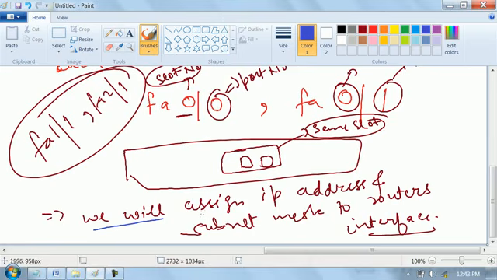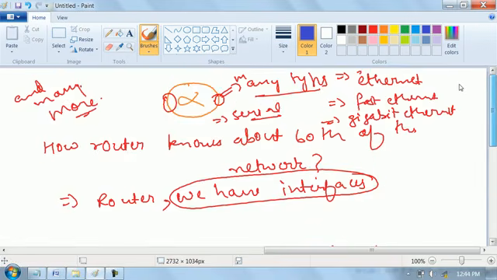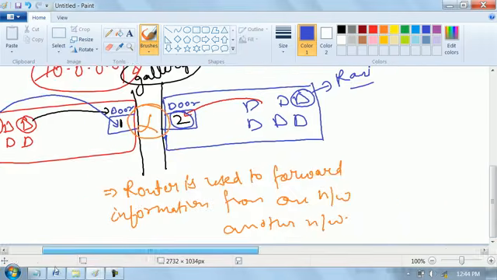We will assign IP address. First of all, first thing, we never assign IP address to router. We always assign IP address to interface. Agree? All of you know the command to assign IP address to router's interface? Okay, what is the command?